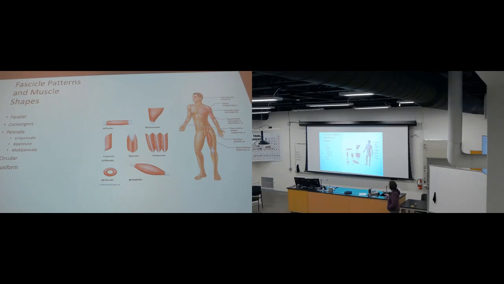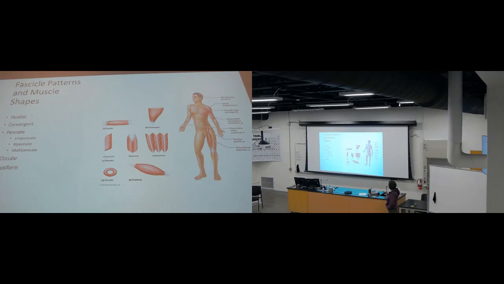So here are the patterns of fascicles and the muscle shape. So here, in this case, the first one, you have muscle fibers, the fascicles running parallel to each other. That's why they're called parallel. And then we have this example of this muscle that helps us to cross our leg, which is called the sartorius. So the fibers run parallel to each other.